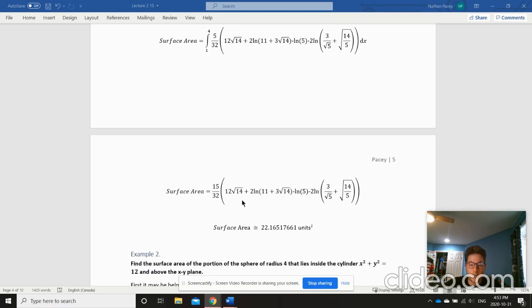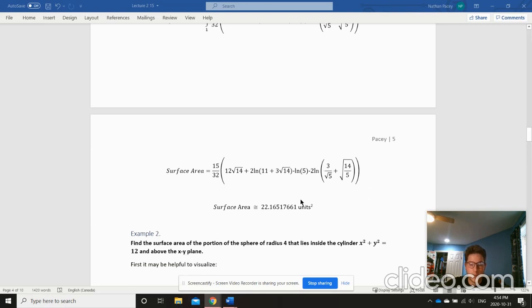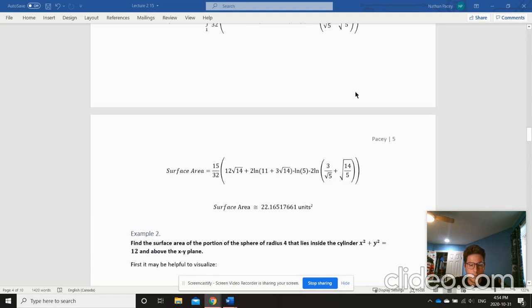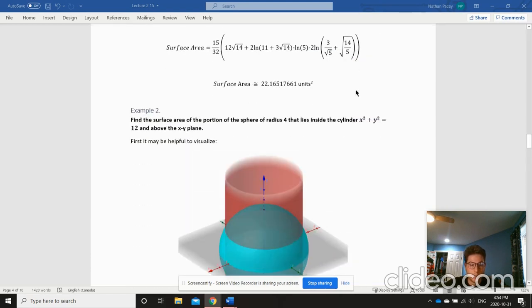Now this doesn't tell us too much because it's in terms of the natural logarithm and some not nice rational fractions. So we just take the approximation here, and you can see that it's about 22.2 units squared. I didn't get into too much computation of the integral because that's something that we've done before. In this specific example from the textbook, it just says to use an integration calculator. So now I'm going to be doing example 2.